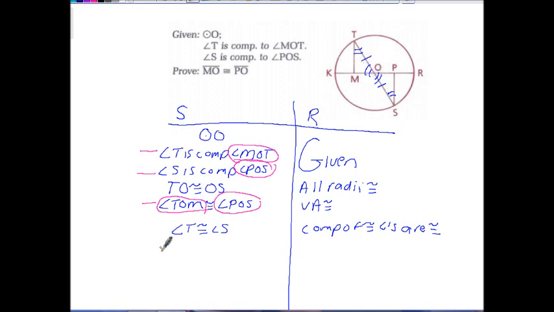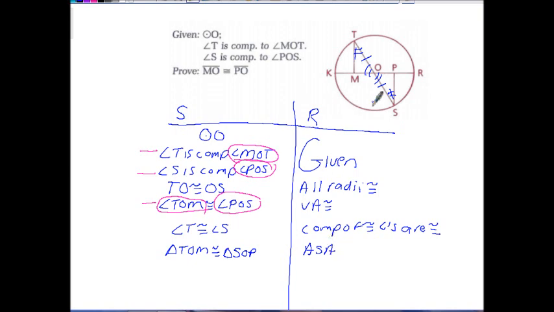I have triangle congruency. I'm going to say triangle TOM is congruent to triangle SOP. Let's be careful with my tick marks. I got a double tick mark, and I'm actually going to throw a line through it. Just a plain old double and a nothing. So triangle TOM is going to be congruent to triangle SOP by angle side angle.